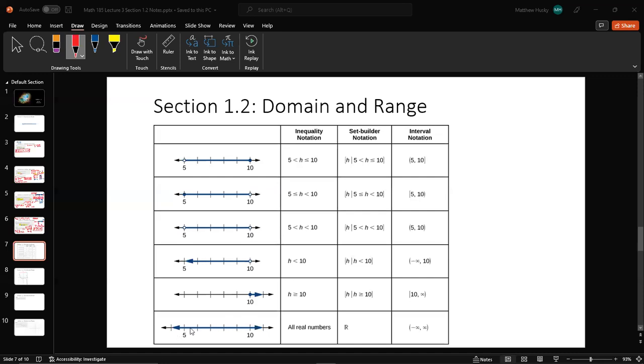And then here, there's 5, there's 10, and you notice it's actually the entire line. So it's just all the real numbers. And there's this kind of scripted R with an extra wide line like thing. As an interval, that's negative infinity to positive infinity, which just means everything.